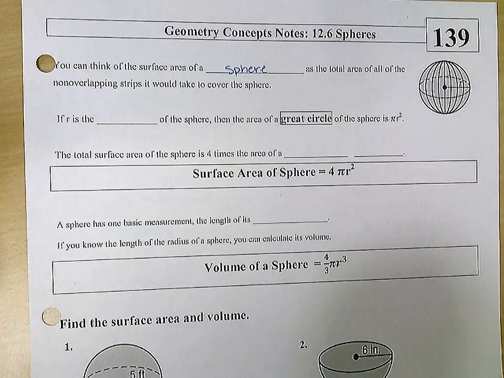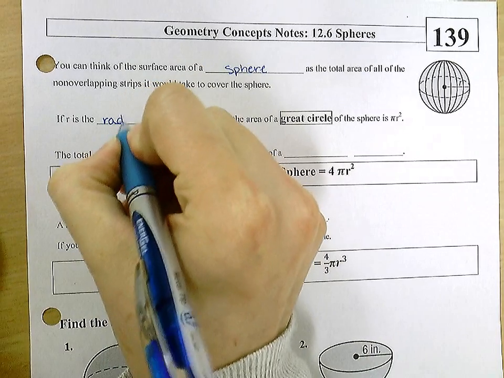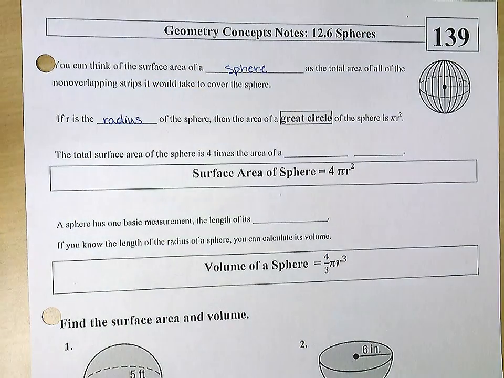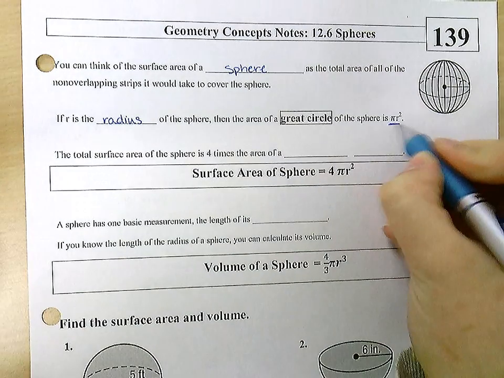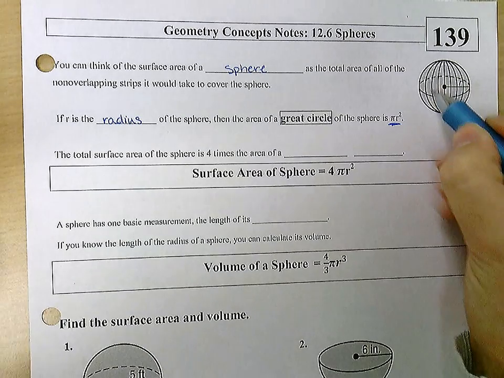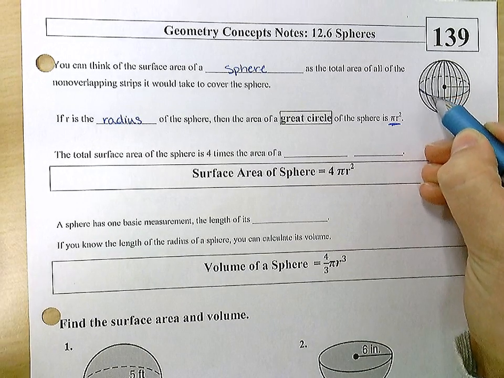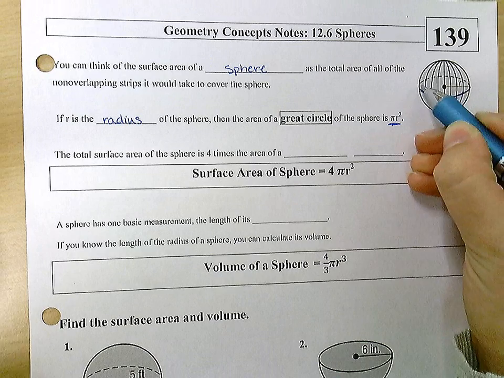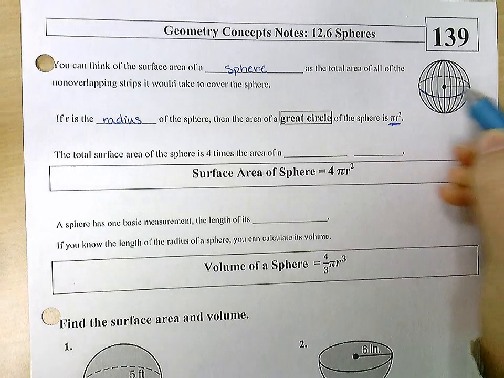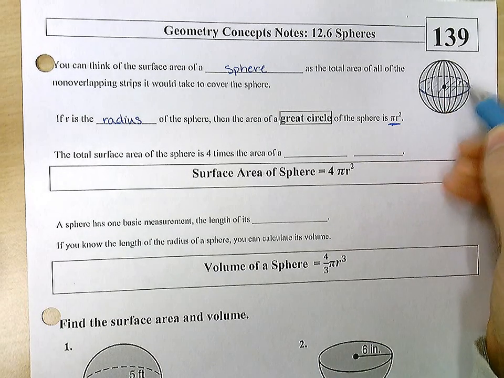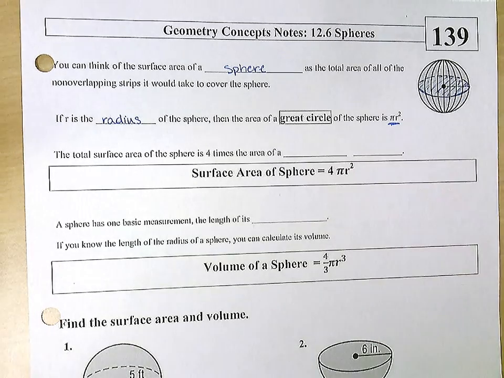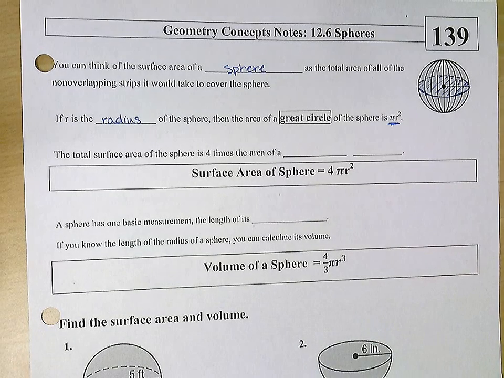If r is the radius of the sphere, then the area of a great circle of a sphere is pi r squared. The great circle is the biggest circle that you can make within your sphere. It goes through the center. So this is the great circle, and you're using that great circle around your sphere.